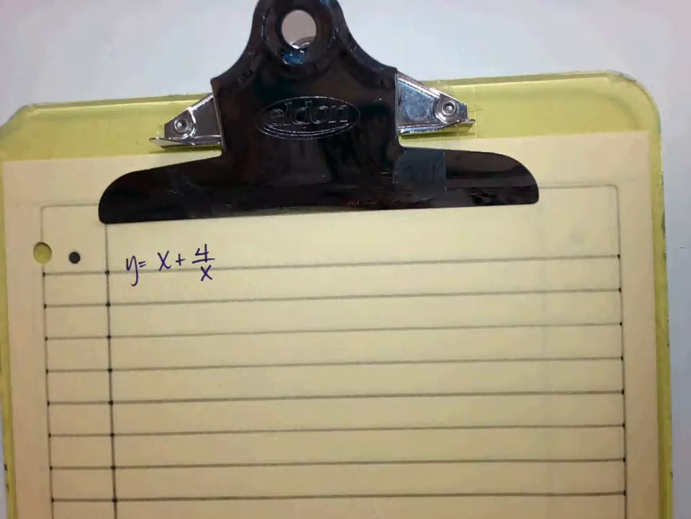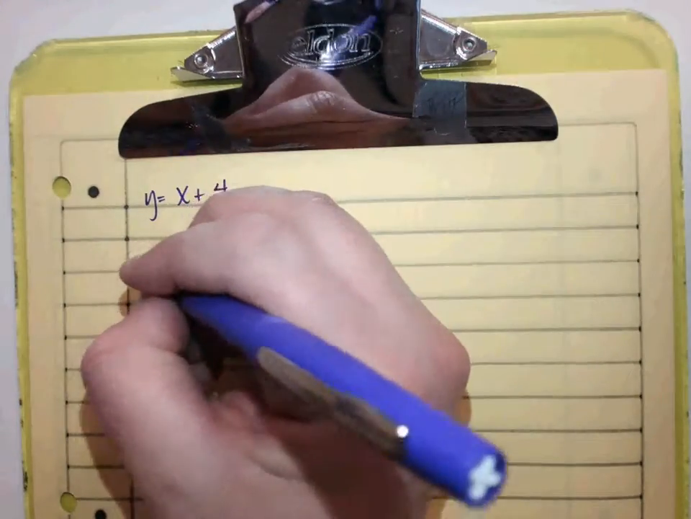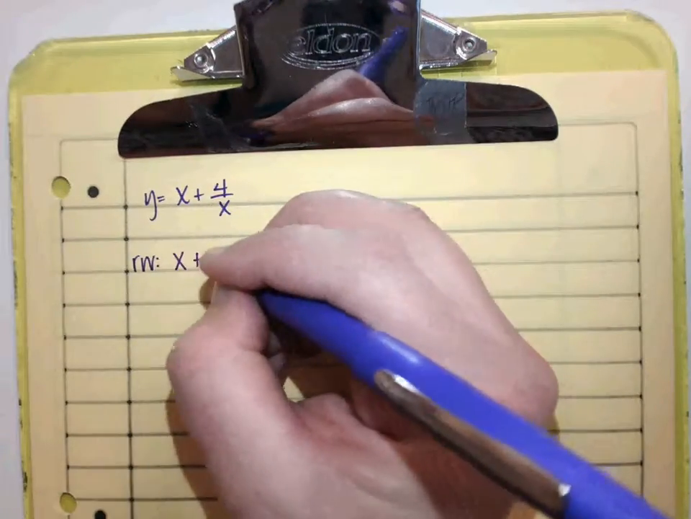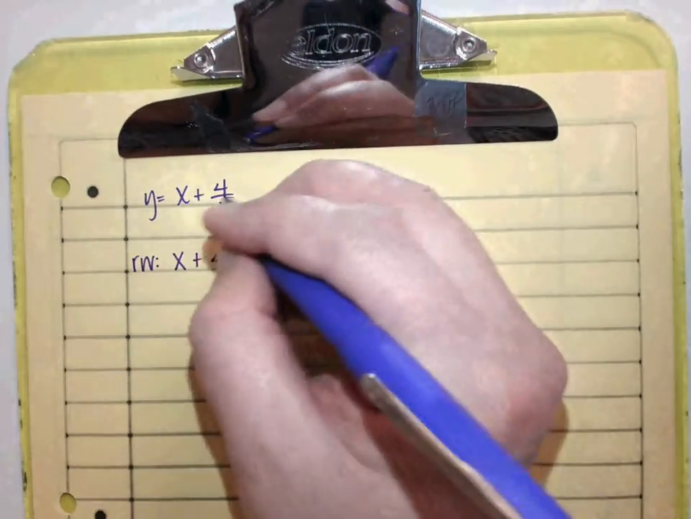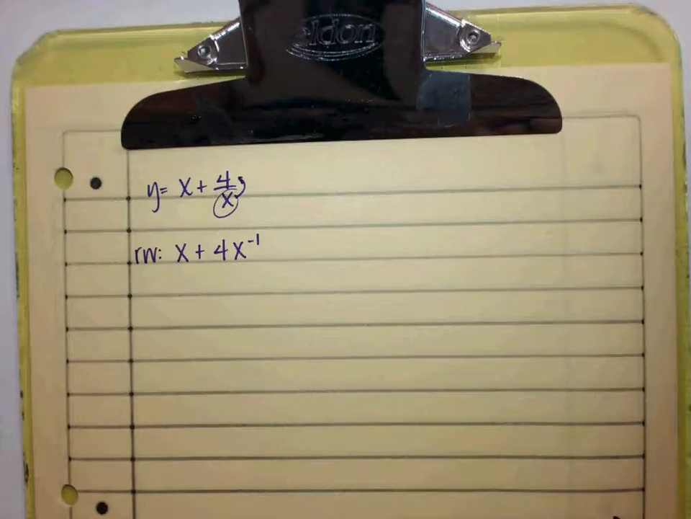All right, last one. y equals x plus 4 over x. And remember, same instructions, find the relative extrema. So the first thing I'm going to need to do here is a rewrite. So x plus 4x to the minus 1. I'm going to have to pull that x up to the top. We don't want to leave it on the bottom.